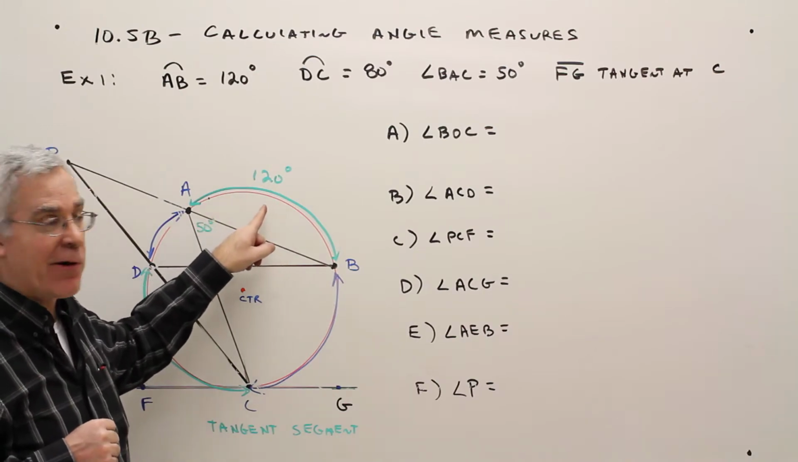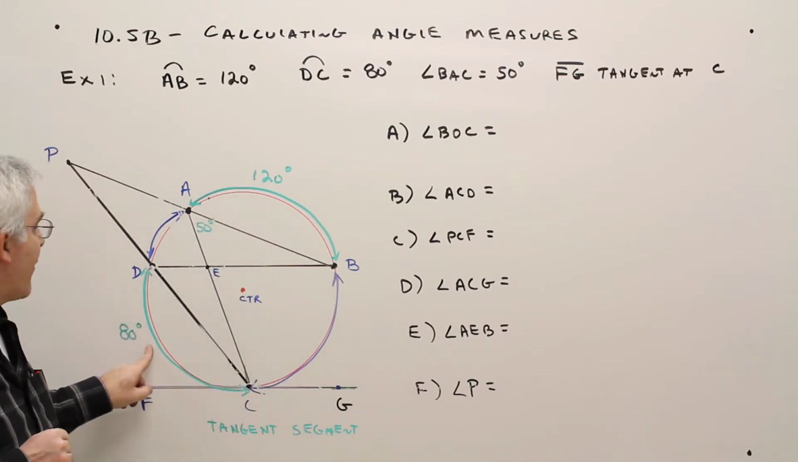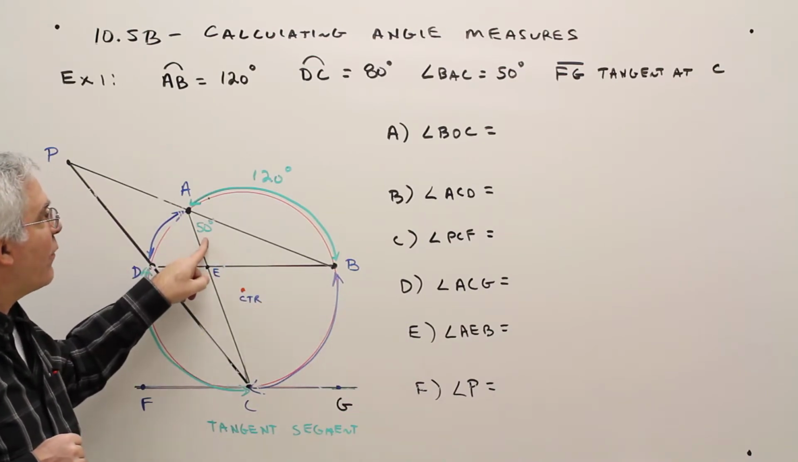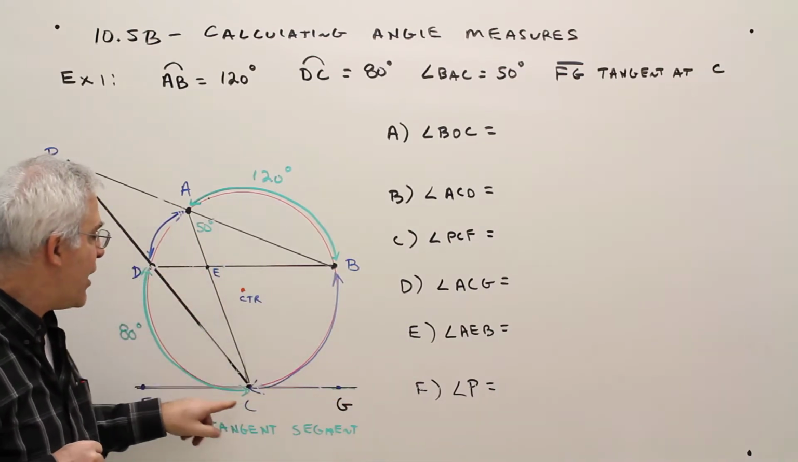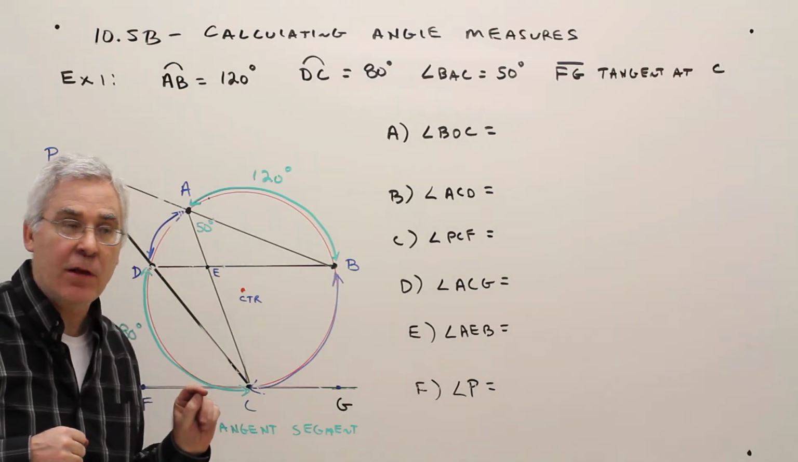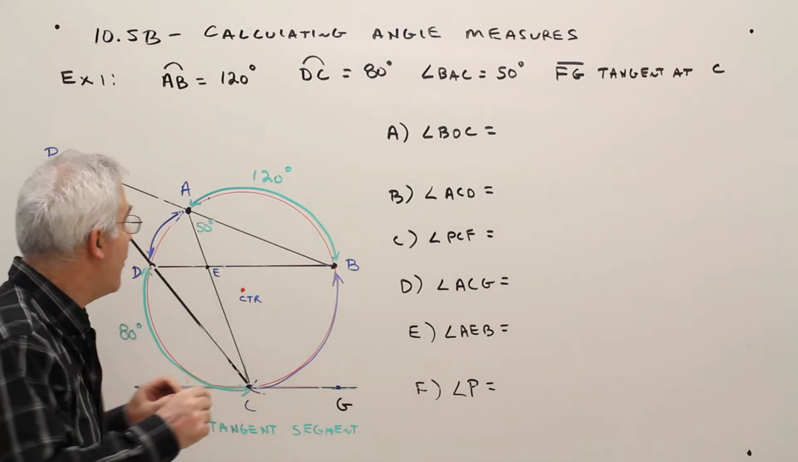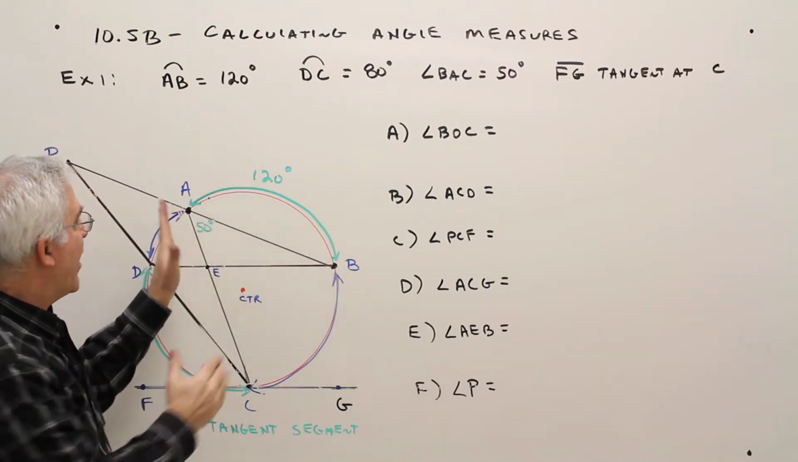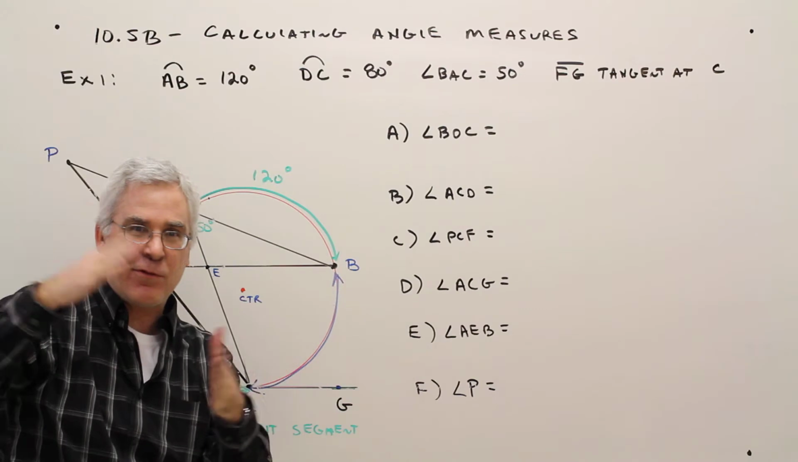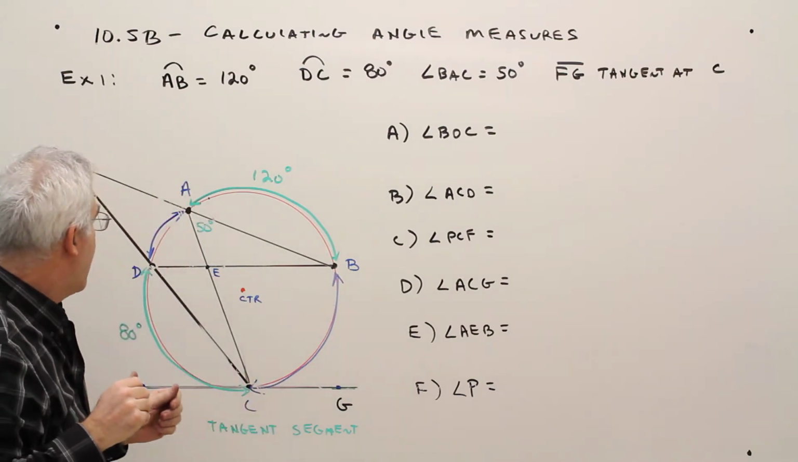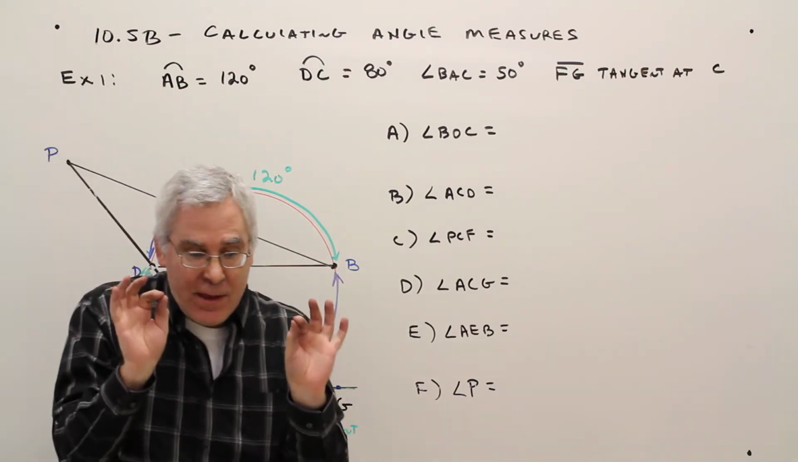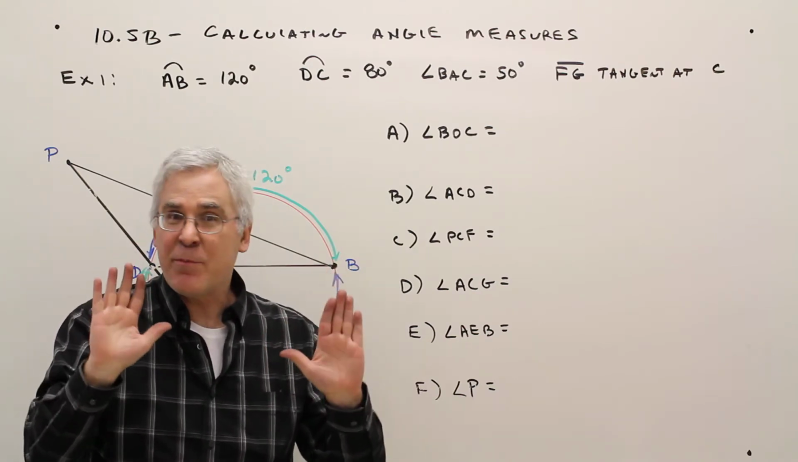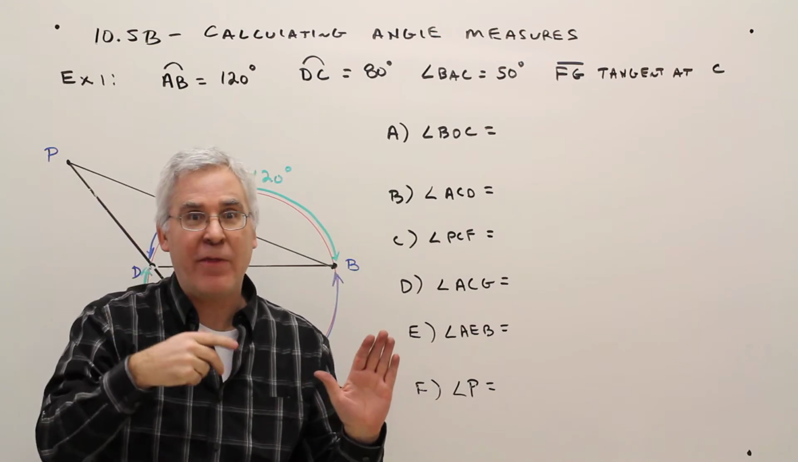So the measure of arc AB is 120, the measure of arc DC is 80, the measure of angle BAC is 50, and segment FG is tangent at point C. So what I suggest you do is when you're labeling your arcs, use arrows so you know 120 applies just to that and there's no confusion. Okay, so since all of the problems really depend on the measure of the intercepted arcs, I'm going to try to do that first and then go through all the answers.